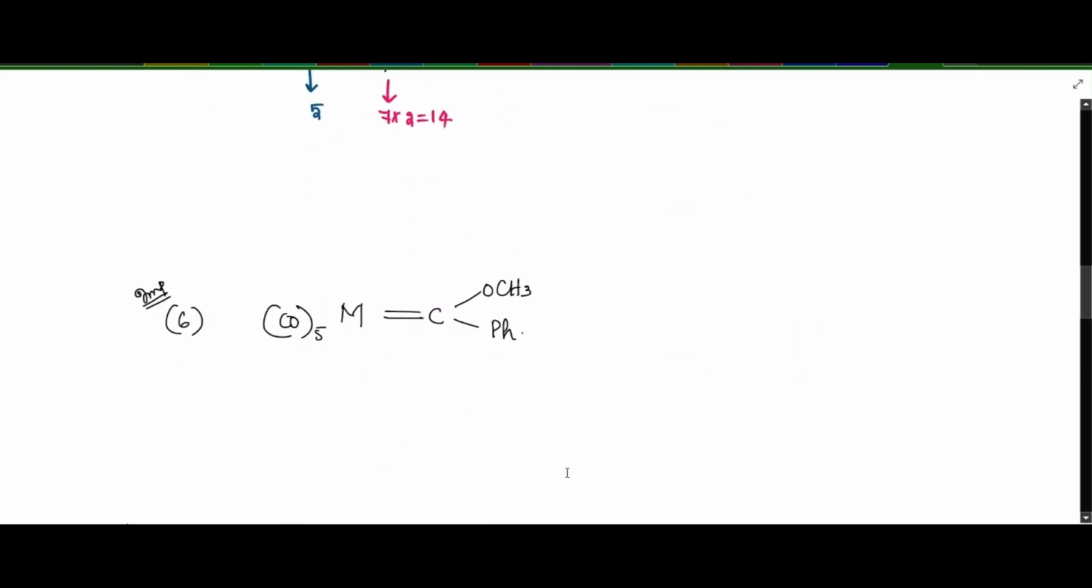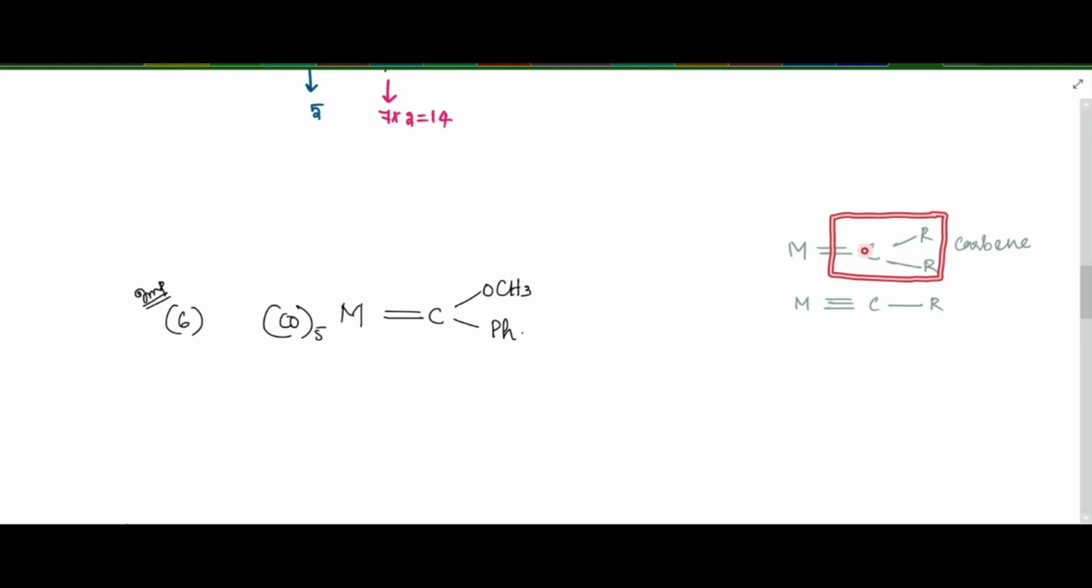Next question. This is important. What is given over here is a metal which is double bonded to one of the ligands. Now, this is known as a carbene system. M double bond C with two attachments. This is a carbene system. And you can also have M triple bond CR, which is a carbyne system. Whether the R groups are H, phenyl or methyl, this portion over here is called the carbene ligand.